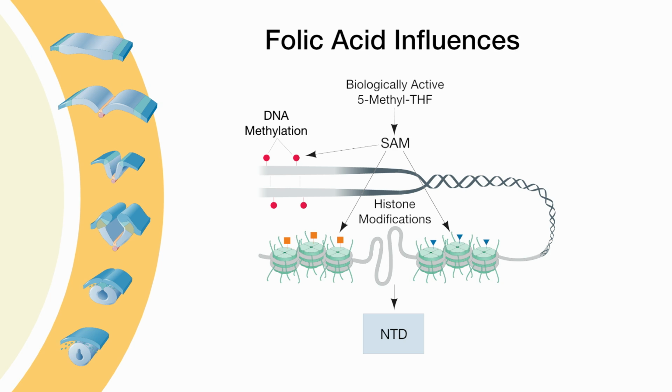Current research on the mechanisms by which folic acid influences neural tube development is still ongoing, but exciting evidence is suggesting its biologically active metabolites from folic acid may regulate the epigenetic states of genes important in neural tube closure.